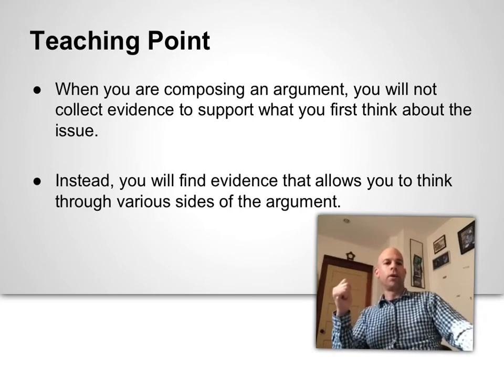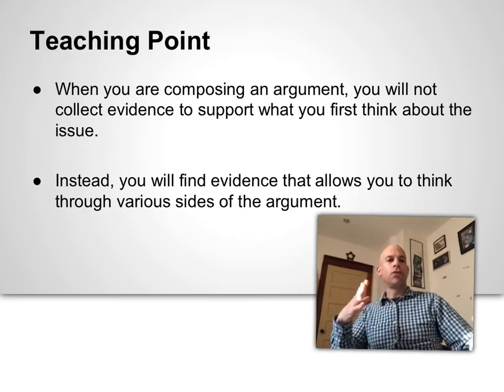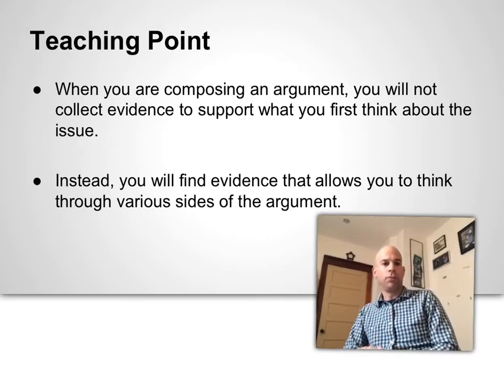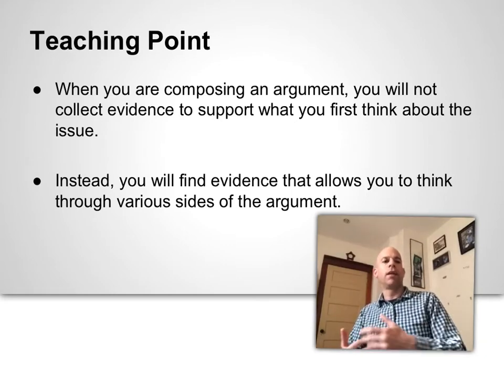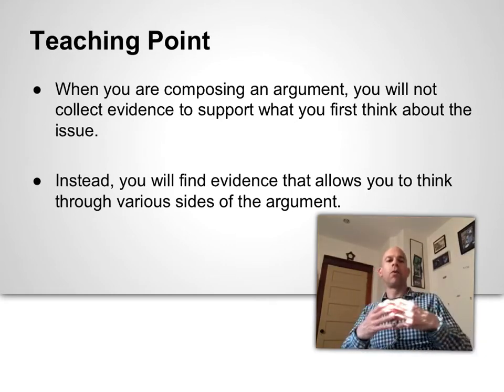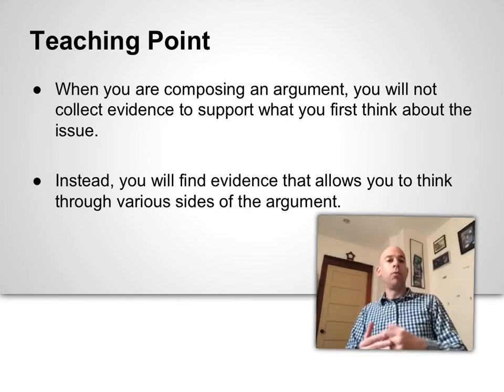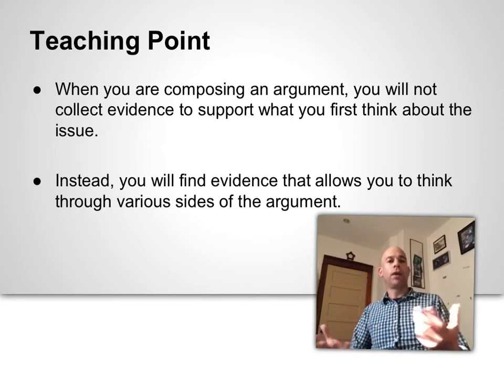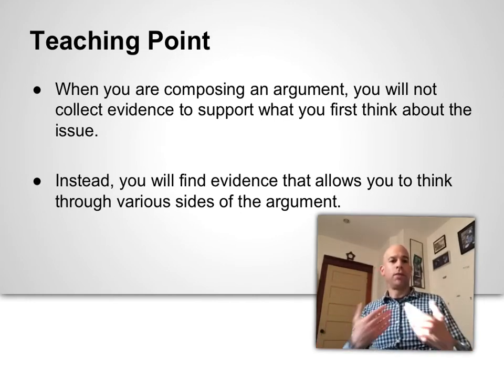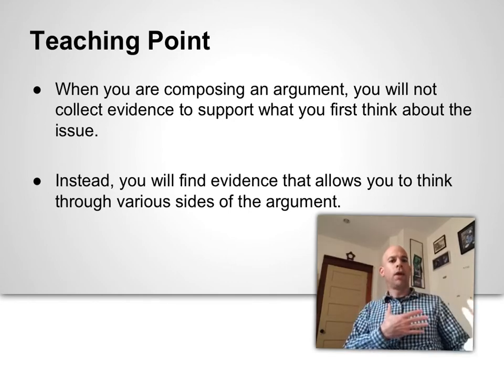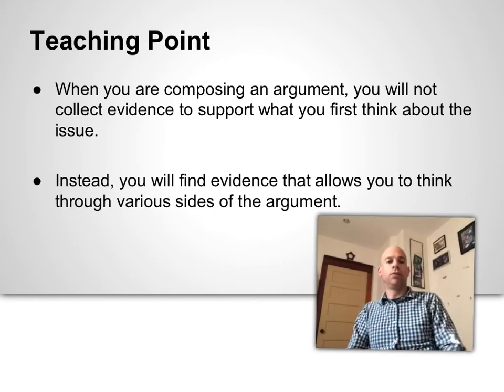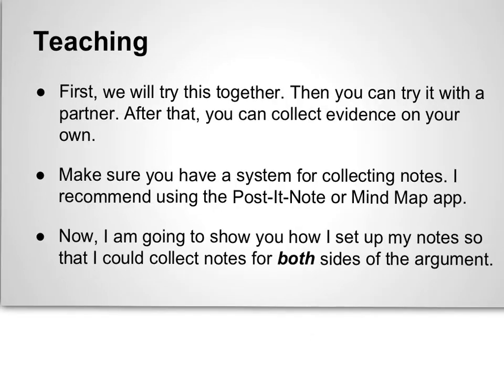When you're composing an argument, you are not going to collect the evidence to support what you think about the issue. Instead, you will find the evidence that allows you to think through both sides or multiple sides of the argument. For example, we all know I'm a diehard White Sox fan. But if I chose a topic of who's a better team, the White Sox or the Cubs, I am not going to collect evidence based on the White Sox being a better team, which is what I feel. I'm going to look at the Cubs side first. I'm going to take another opposing side to gather evidence about that issue. Remember, you have to collect evidence based on both sides of the issue.